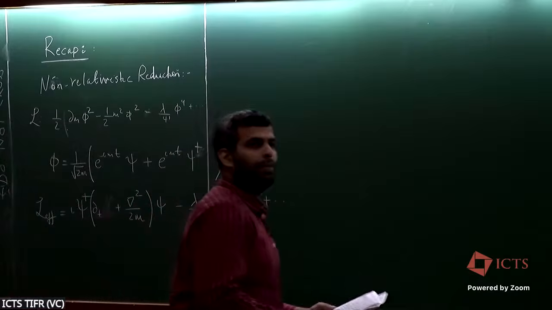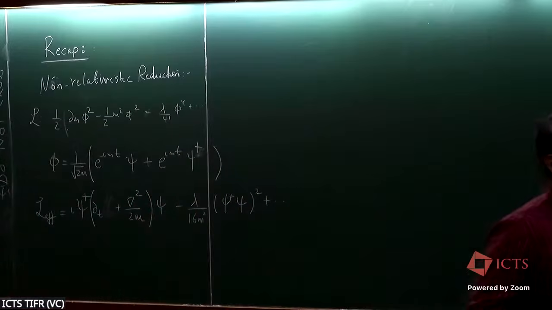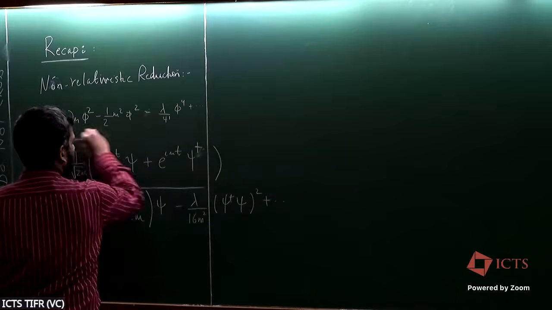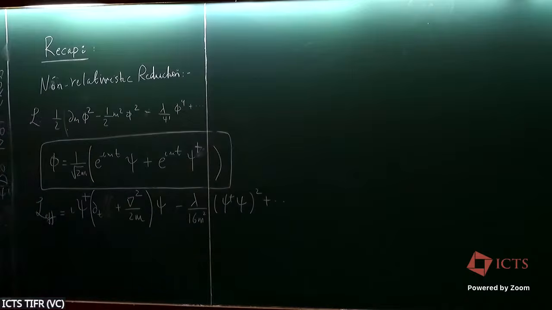So just recapping from yesterday's lecture, I hope everybody can see here. Yesterday we learned about this non-relativistic reduction where, for a simpler case, we started with a relativistic scalar field phi and did a non-relativistic reduction, which is given by this equation here. And we ended up getting an effective Lagrangian for the field psi, which is a complex field and describes the non-relativistic particles.